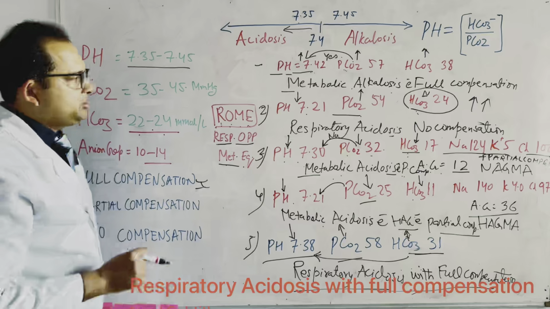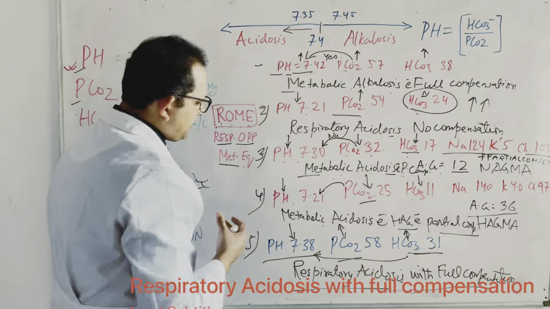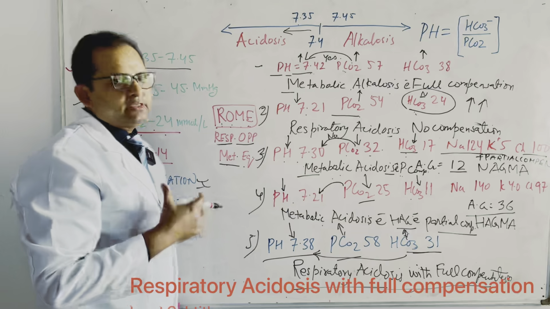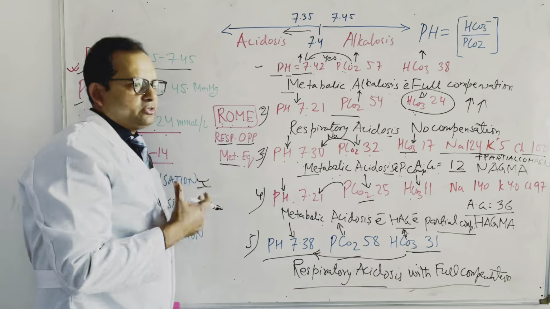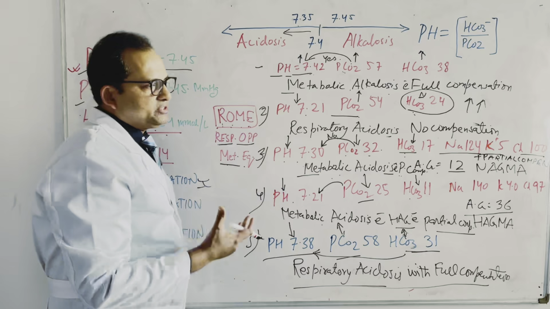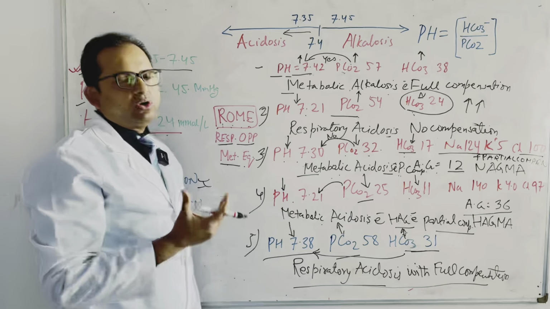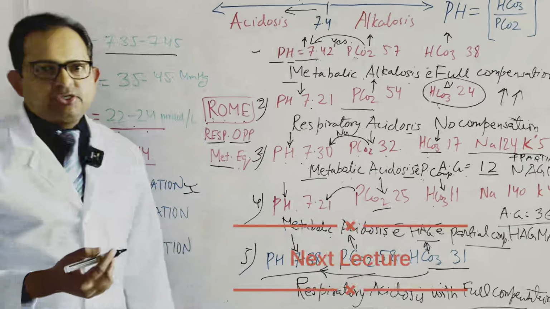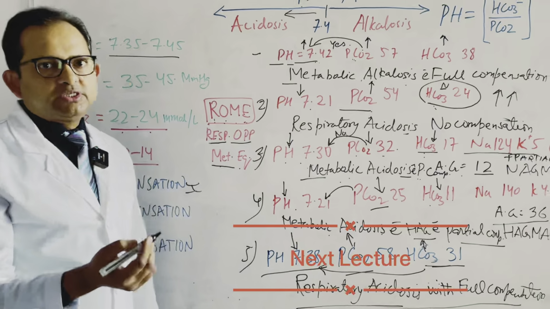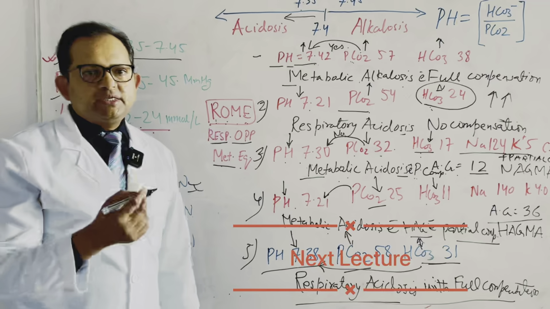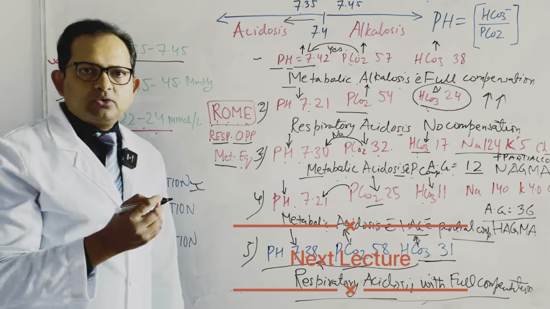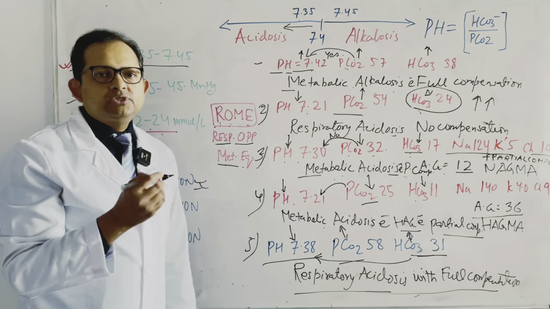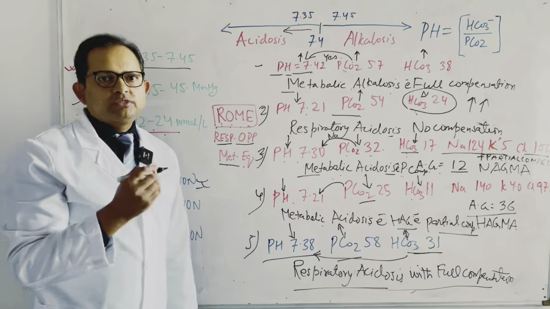I hope you have understood the ABG reporting: metabolic acidosis and alkalosis, respiratory acidosis and alkalosis, compensation, no compensation or partial compensation. Next lecture we will discuss case study based long answer questions, short answer questions and multiple choice questions. Thanks for your attention.